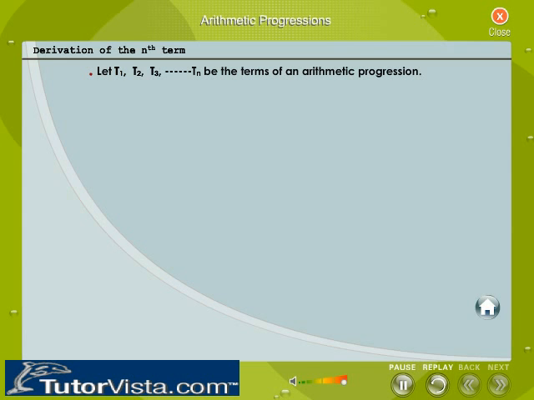Let T1, T2, T3 and so on up to Tn be the terms of an arithmetic progression. Let D be the common difference between the successive terms. T2 minus T1 is equal to T3 minus T2 is equal to T4 minus T3 and so on. That is equal to Tn minus Tn minus 1, that is equal to D.